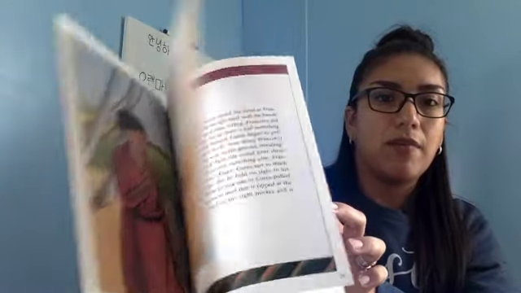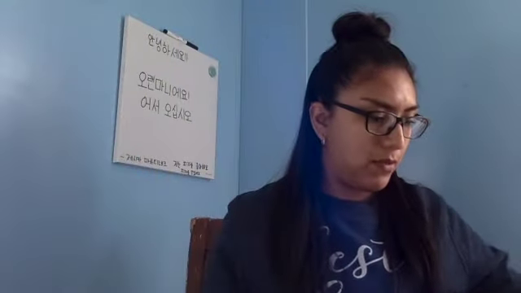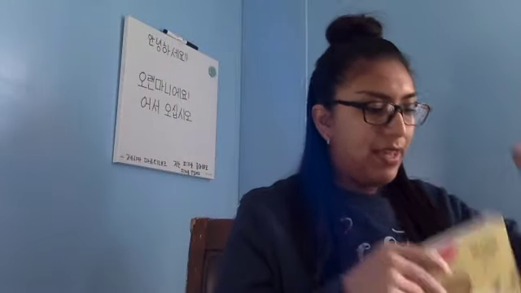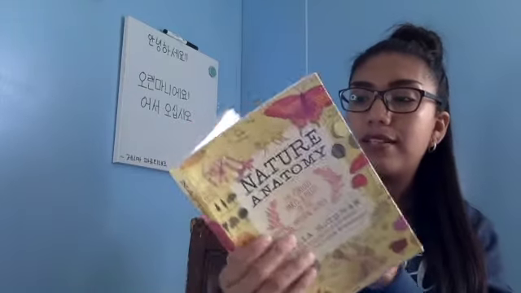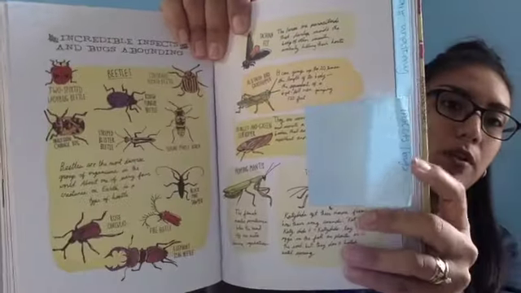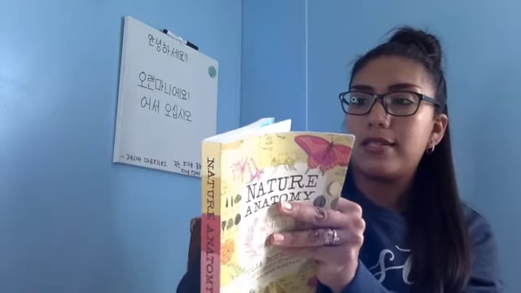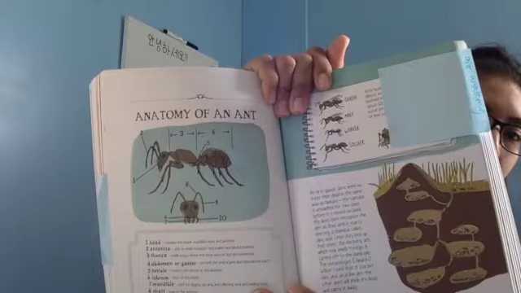If you haven't read any books on Francisco Jimenez, I highly, highly recommend. Okay, and then I have some nature books with activities. So see, I already put a little marker on there wherever I could find something about insects. I found a lot of things on ants too, so I think that's going to be another focus, ants.